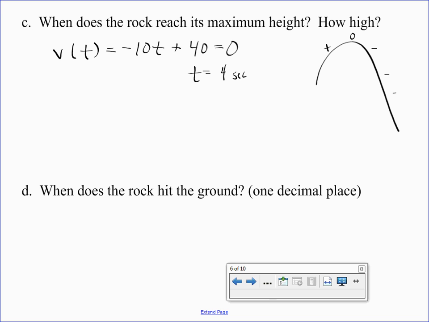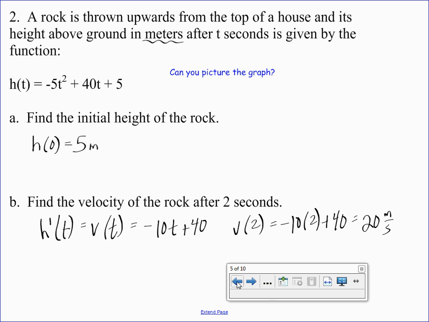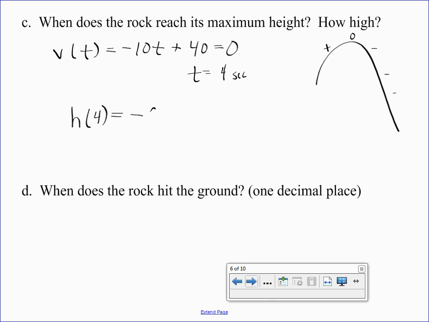Now to figure out how high that is, we have to go back to our original expression and find the height at 4. So we replace 4 in the expression negative 5 times 4 squared plus 40 times the time, and then the constant value was 5. So we get negative 5 times 16 is negative 80, plus 4 times 40, that's 160, plus 5, and we'll get our answer as being 85 meters, quite high.